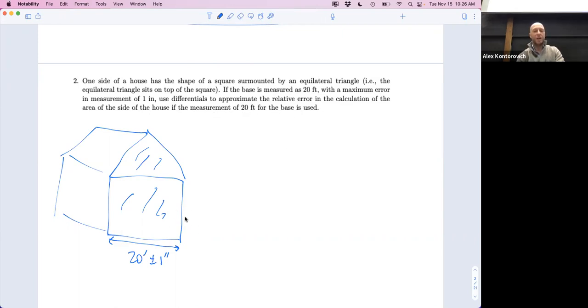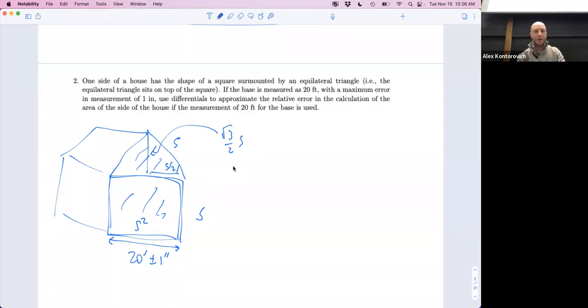Okay, so let's put in some variables. Let's say this is S. So the square has area S squared. What about this equilateral triangle? I got an S here, I got an S over 2 here. What's the height? Yeah, root 3 over 2 S, right? You guys know your 30, 60, 90 triangles. This is an equilateral triangle, so this is a 60-degree angle.